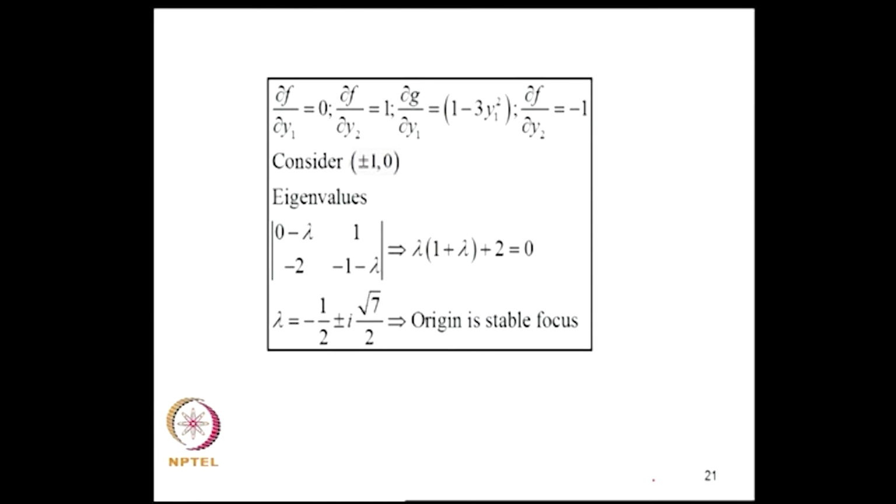We now consider the other pair of equilibrium points. This is plus minus 1 and 0, and we see that there is a term y1 square here. So, it does not really matter whether we take plus or minus. So, the Jacobian determinant will be the same. So, again the characteristic equation is this, and we get lambda to be a pair of complex conjugate numbers with negative real part. Therefore, we say the equilibrium is a stable focus.